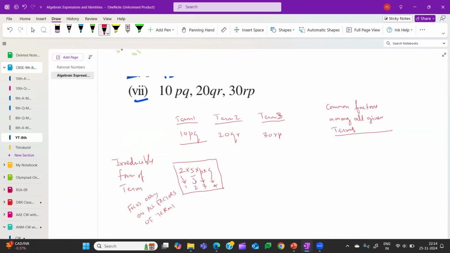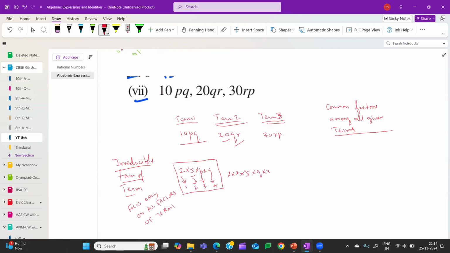We need to find the irreducible form of term 2 and term 3. So let us find the irreducible form of term 2. So 20 is the numerical part, Q and R is the variable part. 20 can be written as 2 into 5. Then variable part is Q into R. We cannot reduce it beyond this.